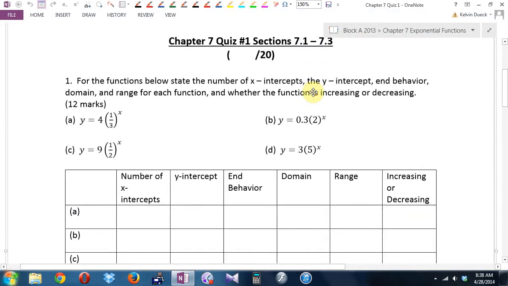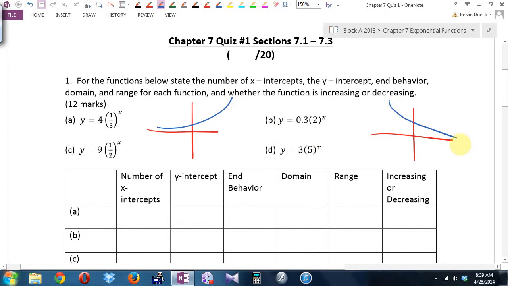These are all exponential graphs. How can you tell? Because the x is sitting up there as an exponent, which means they all, and you need to memorize this, they all either look like this or like this. One we call a growth or increasing, one we call a decay or decreasing. How can you tell? It all depends on the base.